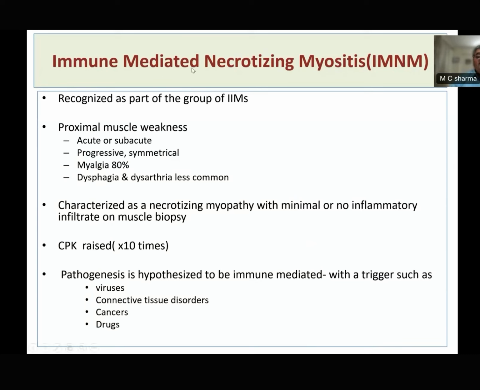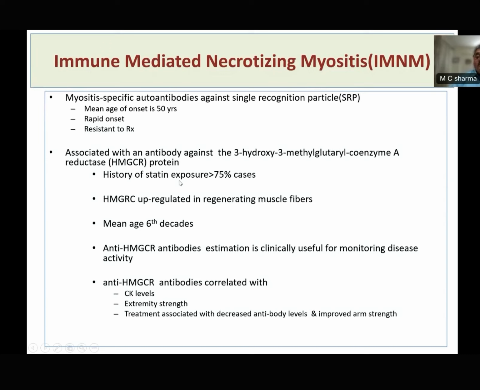Now another addition to the idiopathic inflammatory myopathy is the immune mediated necrotizing myositis. Some of the patients who are taking statins present with muscle weakness. There is very minimal inflammation. CPK is raised. And the patient has acute or subacute onset myalgia in 80% of the cases, and dysphagia and neck muscle weakness, which is more common in dermatomyositis, is absent in polymyositis.